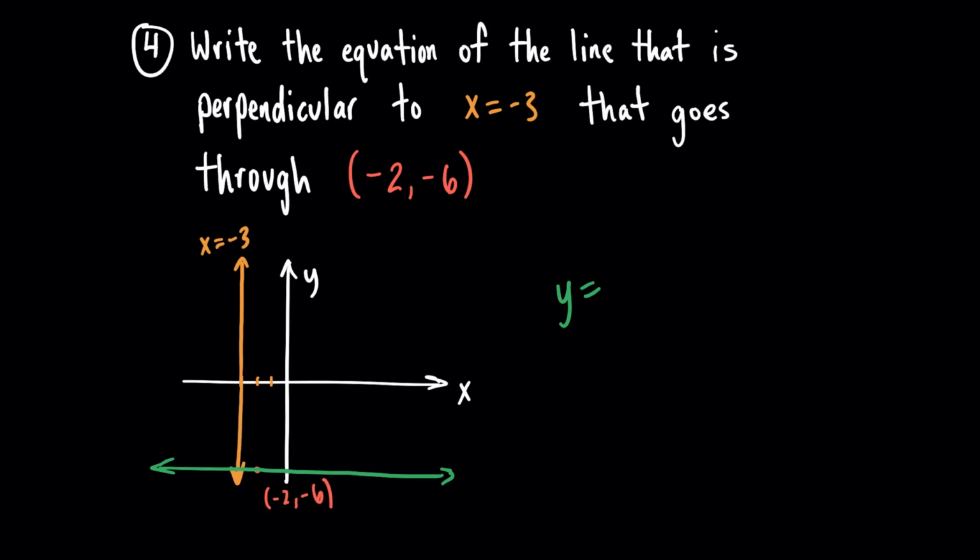So if you look at this point here, what is the y value here? It's -6. What's the y value here? -6. What's the y value here? -6. So the y value doesn't really care what the x value is. It's just always -6. That's your answer.